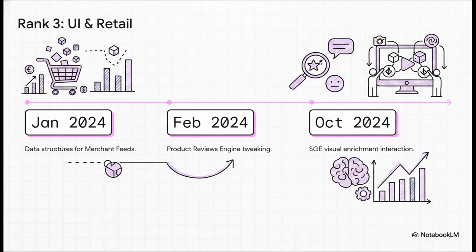Now, rank 3 pivots over to UI and commercial behavior, because, let's be real, a search engine isn't just code, it's a massive marketplace. The Shadow Matrix perfectly mirrored real-time data structures for merchant pricing, logged the semantic calibration of the product reviews engine, and tracked all those rich visual SGE expansions throughout 2024. It was tracking human commercial intent just as precisely as the raw code.